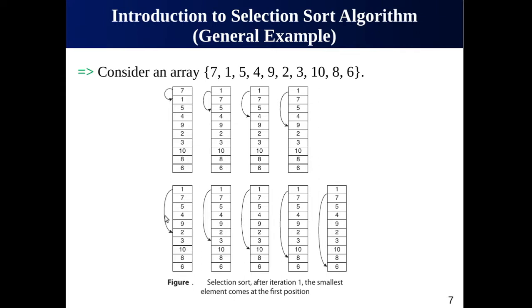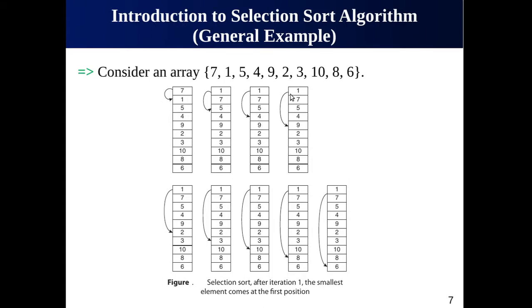And then you have to compare it with the 2. Again, 1 is less than 2, so there is no need to swap them out. And then you have to compare it with 3, and then 10, then 8, and then 6. So after one iteration, the smallest element will come at the first position. So this is actually one pass, or you can say one iteration or one step of the algorithm. And at the end of this step, one element will move to the appropriate location, that is the first position.